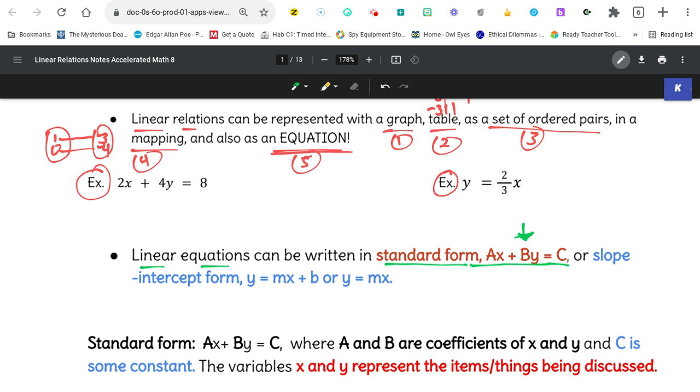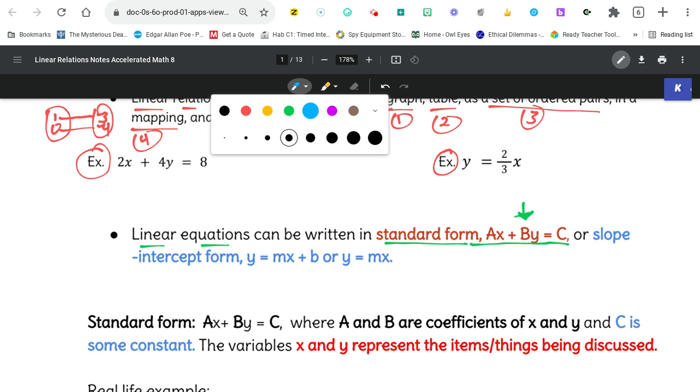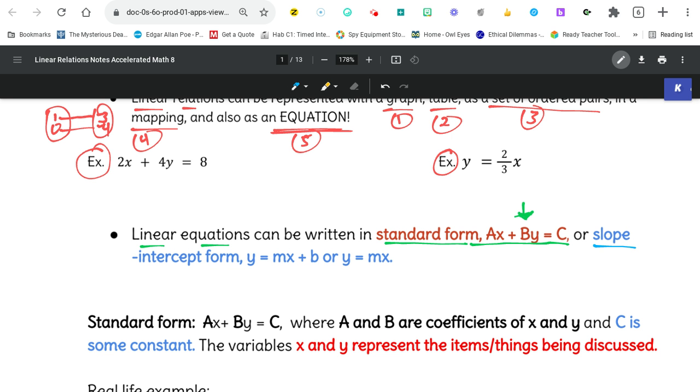Where you've got X and Y on the same side, and then C is some constant, some number by itself. Or it can be written in what we call slope intercept form, which is Y equals MX plus B form, or Y equals MX form. So you need to remember those two things, okay?